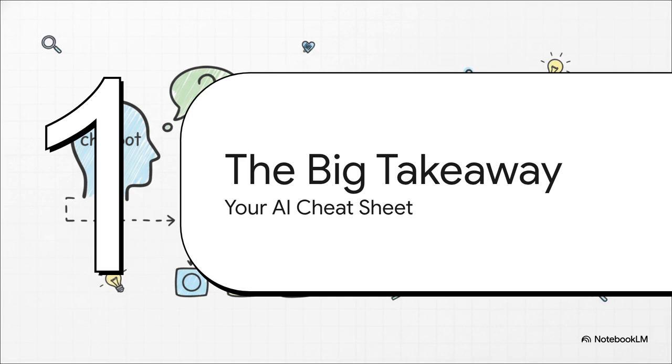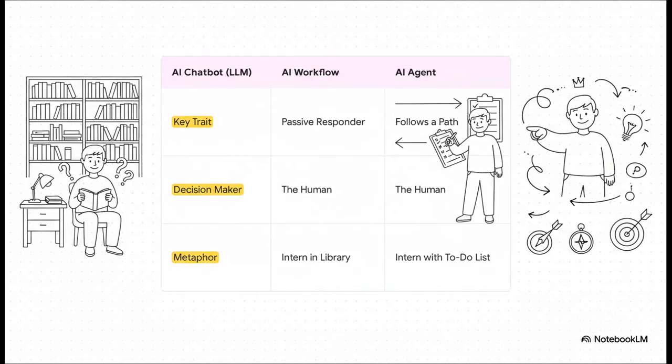Okay, we've covered a lot of ground here, right? We've gone from basic chatbots all the way up to autonomous agents. So let's put it all together with one final cheat sheet to make sure all of this really sticks. This is your big takeaway. A chatbot is a passive responder. That's our intern in the library.